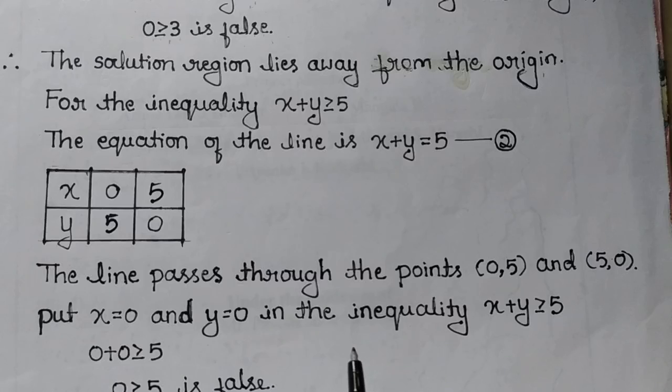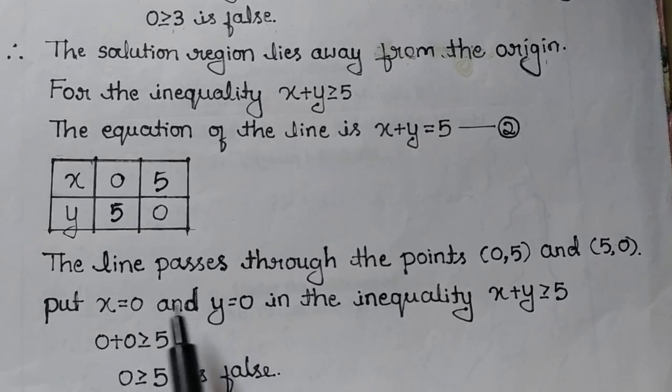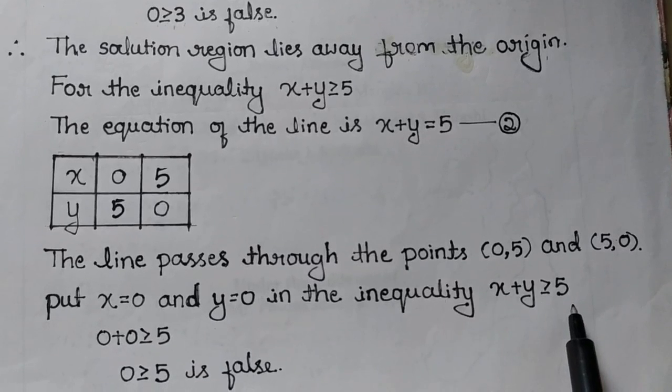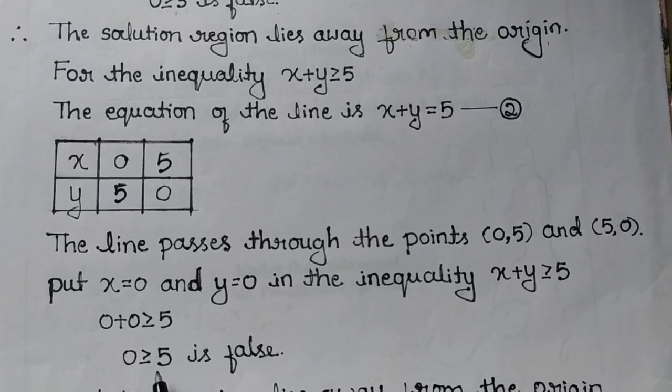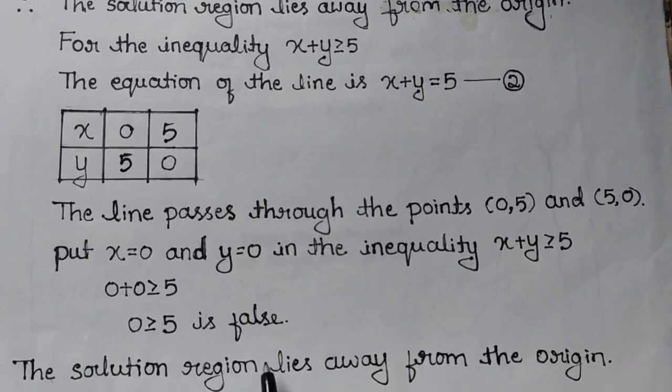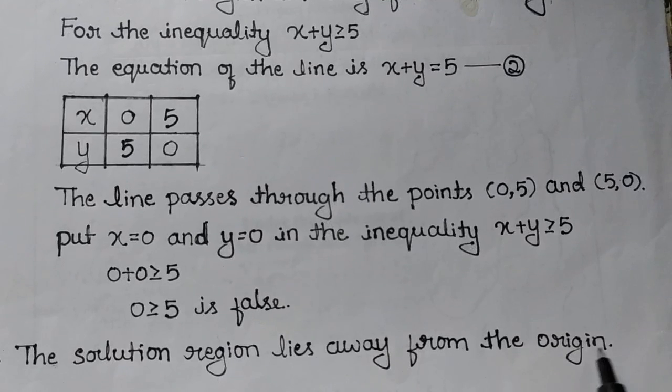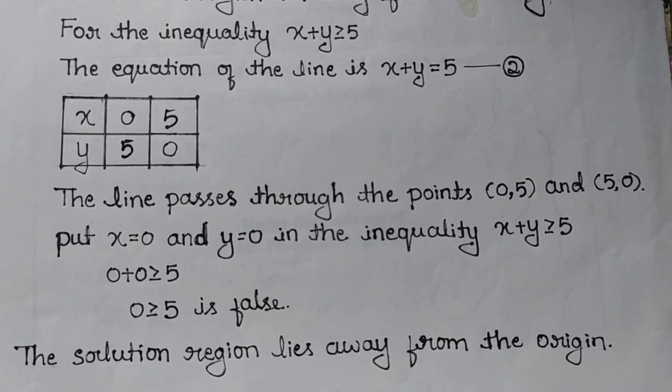The second step is to find the solution region. Substitute the origin in the inequality. We get 0 greater than or equal to 5, which is also false. Then the solution region lies away from the origin. This is about second inequality.